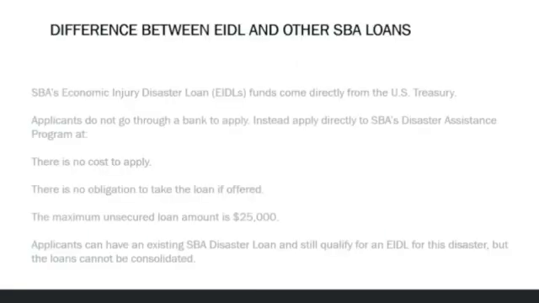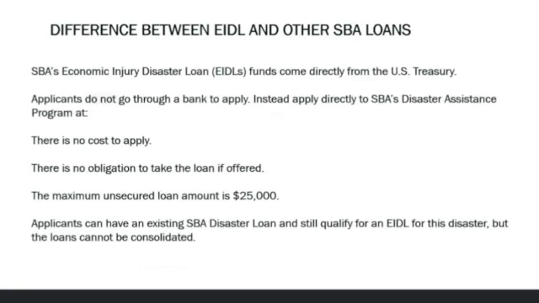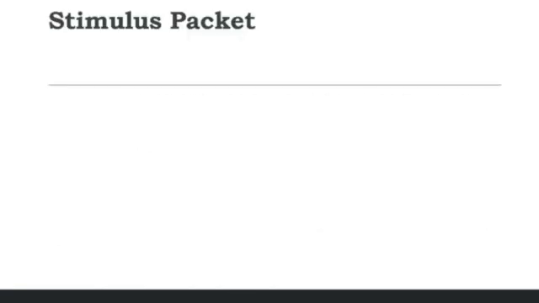Now, what's the difference between this loan and the regular SBA loan? SBA's Economic Injury Disaster funds come directly from the U.S. Treasury Department. Applicants do not go through a bank to apply for this particular type of loan. Instead, they apply directly to SBA's Disaster Assistance Program, and then they have an email address. I have an address for that. There is no cost to apply. There is no obligation to take this loan offer, and the maximum unsecured loan is $25,000. Applicants can have an existing SBA loan to apply for the EIDL loan. However, they can't consolidate those loans.